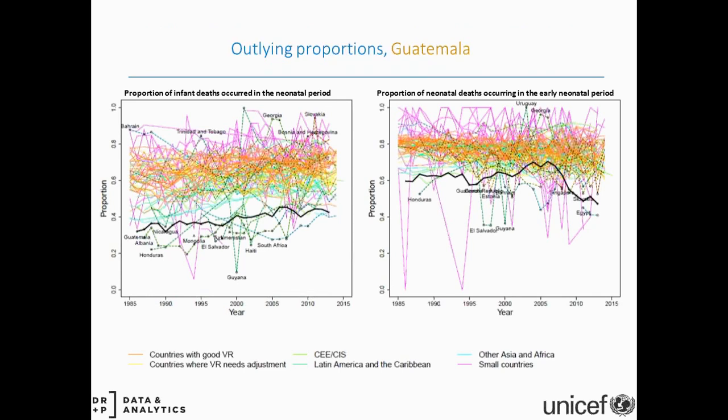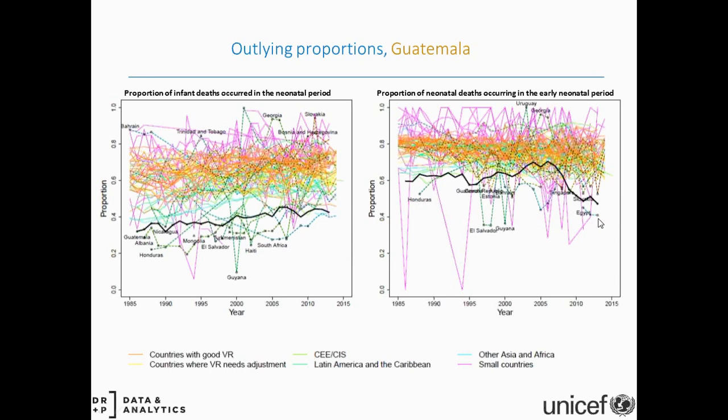And Guatemala, if we look at the proportion over time, this is the other way to show, not by mortality rate, but over time. And then we see, compared to other countries, Guatemala also has a very low level for the proportion of infant deaths occurring in the neonatal period. And also interestingly, we observed this sharp decline, sharp drop after around the year 2007.